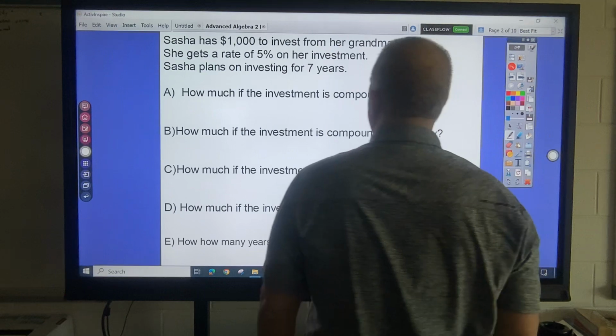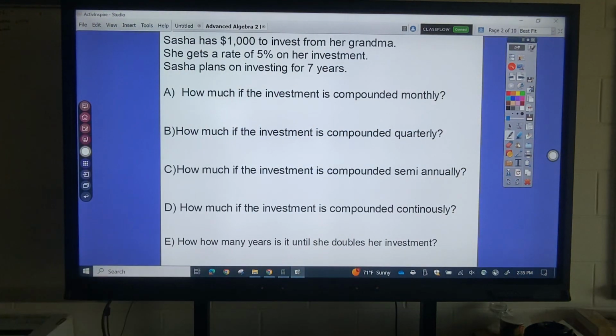Okay. So it says Sasha has $1,000 to invest from her grandma. She gets a 5% rate on her investment, plans on investing for 7 years. How much money is there if it's compounded monthly?